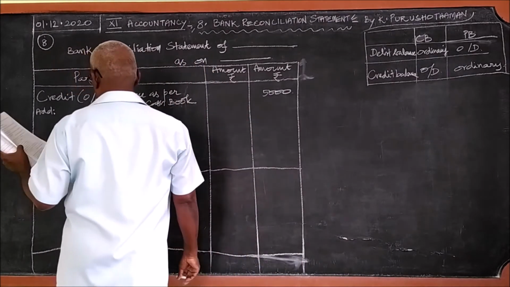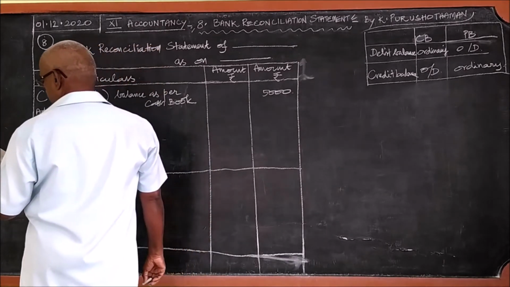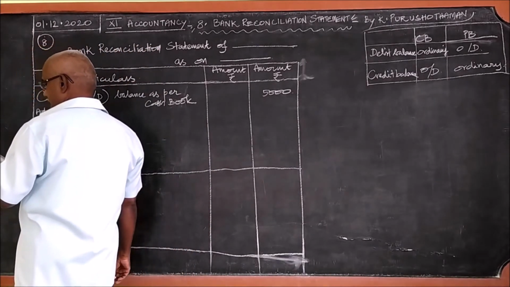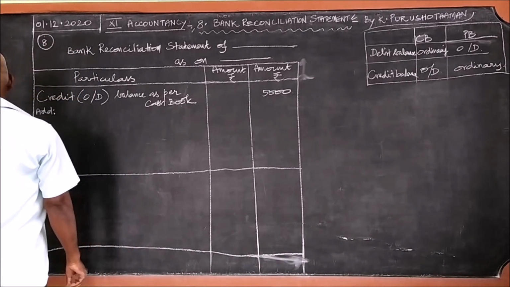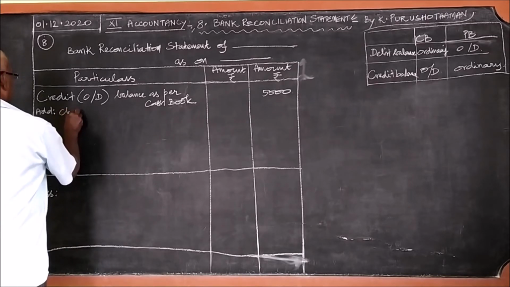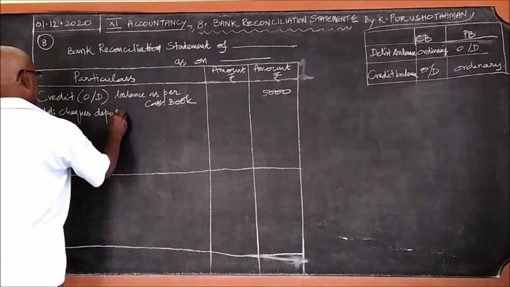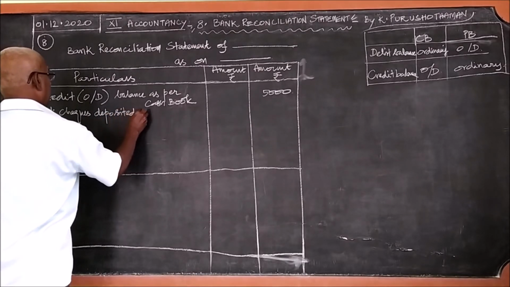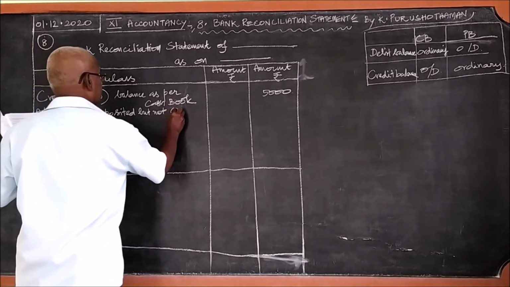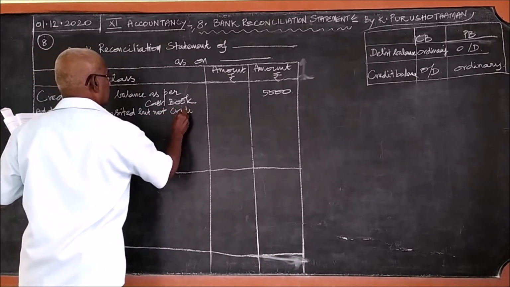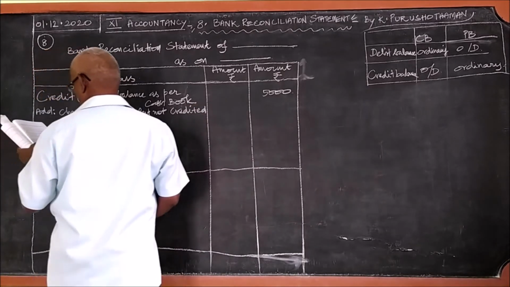Right. Now we shall do one by one. Checks issued but not presented for payment. Checks deposited but not yet credited. Checks deposited but not credited. The amount is 4,000.